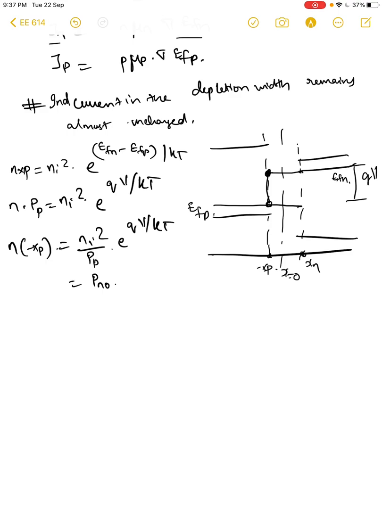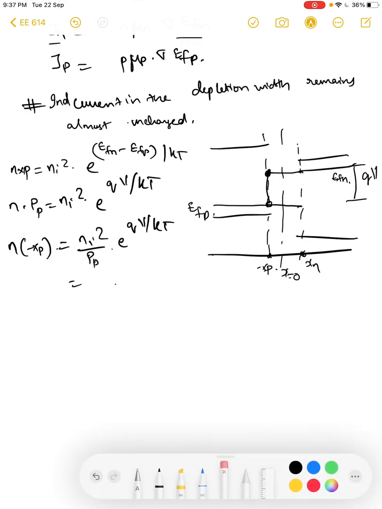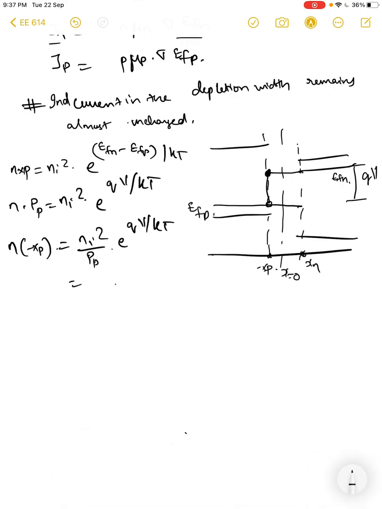n p naught, right? Because ni square is pp into np, sorry, it is not pp. Ni square can be written as pp into np, right? So basically this is np naught, equilibrium concentration, into e power qV by kT. This is n at minus xp, right? This is the equilibrium concentration, because we think that the majority carriers do not change a lot, and it's only the minority carriers which change, right?